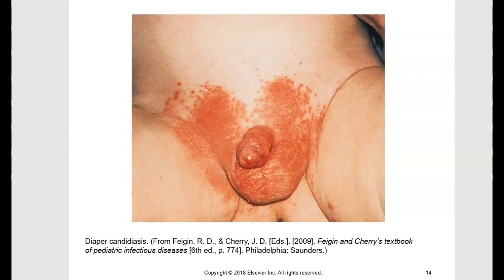Here's a picture of diaper candidiasis. Again, when you see candidiasis, you should think fungal infection. So a diaper candidiasis infection is treated with a topical antifungal agent like nystatin. With thrush, we talked about it being used orally. It can be used topically also.